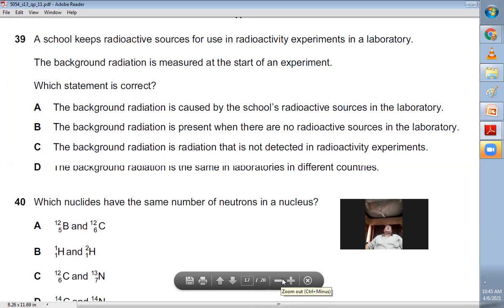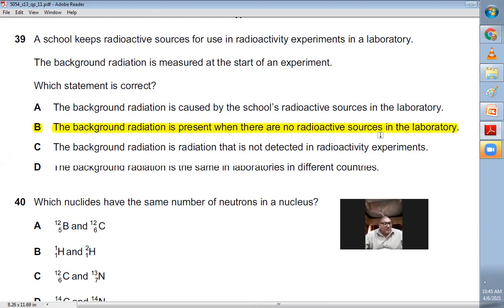That is true. The background radiation is not detected in the radioactivity experiment? No, it is detected. The background radiation is the same in laboratories in different countries? That is wrong, it could be different in different countries. So the background radiation is present when there is no radioactive source in the laboratory. That is true. B looks the best option. Question number 39, B is the right option.